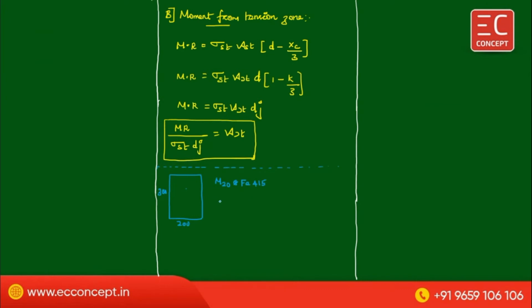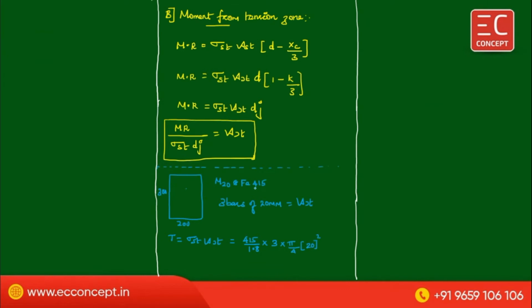In the balanced section, suppose we use 3 bars of 20 mm diameter for this Ast. Then what is the neutral axis depth, Xc? Now you can calculate the tension force. What is the tension? Sigma st into Ast. What is sigma st? It is 415 divided by 1.8, into Ast, which is 3 times pi by 4 into 20 square.